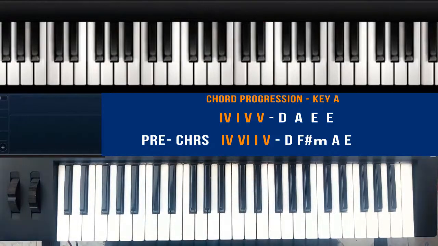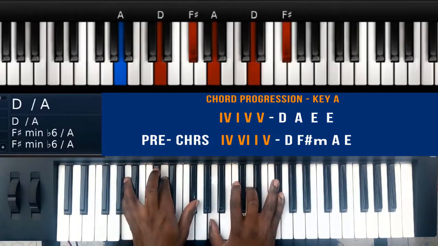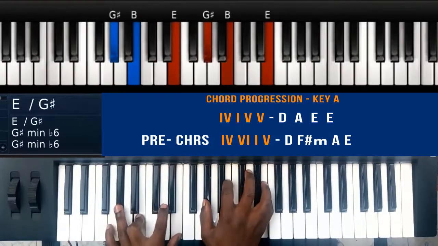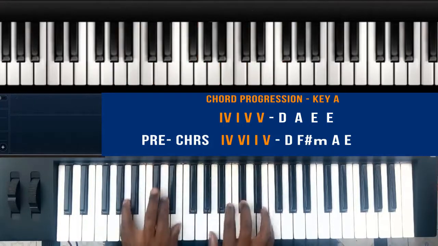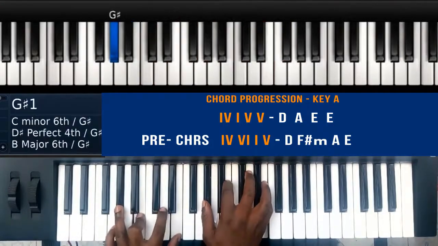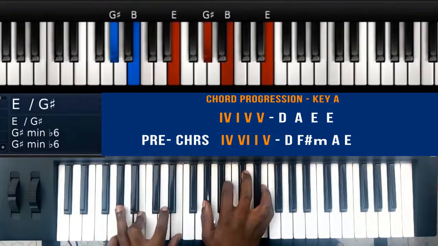So those are the chords that comprise that progression for the intro, the verse, and the chorus. The pre-chorus has one extra chord, which I will show you anyway. For the verses, the chords are 4, 1, 5, 5, and you can count it as 4, 1, 5.